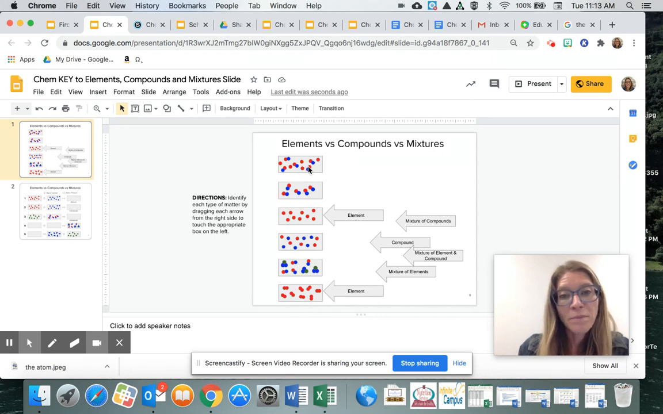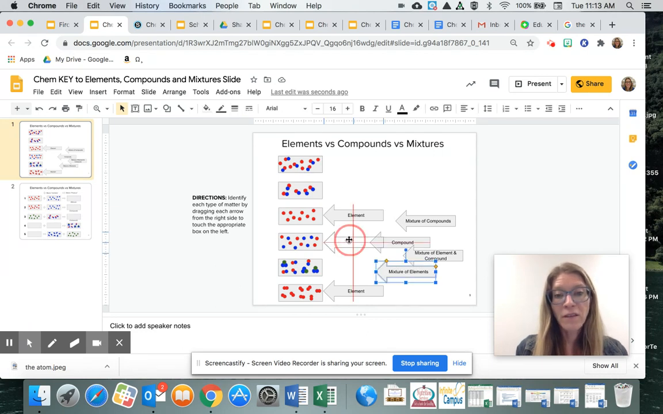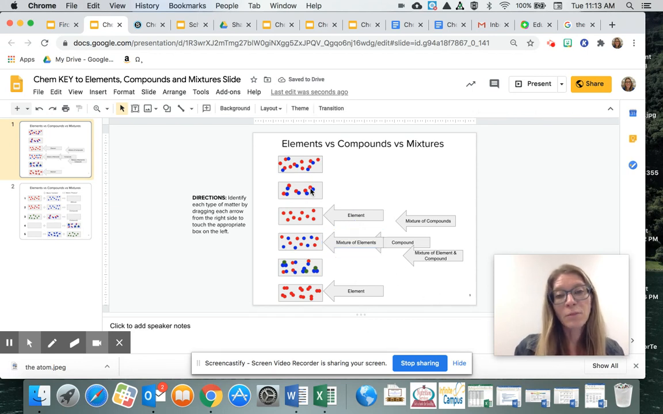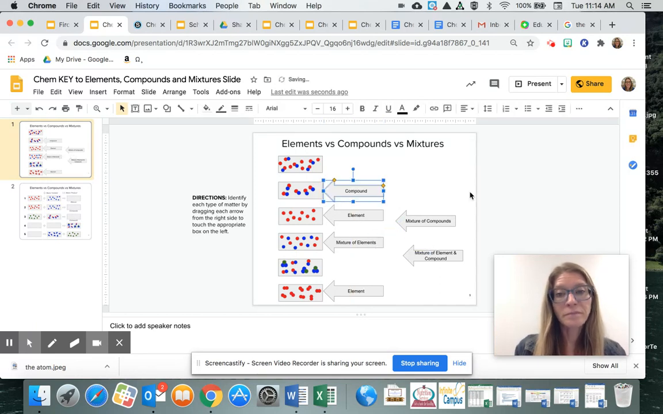All right, if we look at the next complex picture, this one here has red and blue atoms. The red and blue atoms are just mixed together in the same space. They are not touching. They are just together. So that would be an example of a mixture of elements. They are just mixed together. They're not touching or chemically combined. If we look at the second picture here, these atoms are now touching, which means they are chemically combined. So if we have two or more atoms chemically combined, that is going to be a compound.